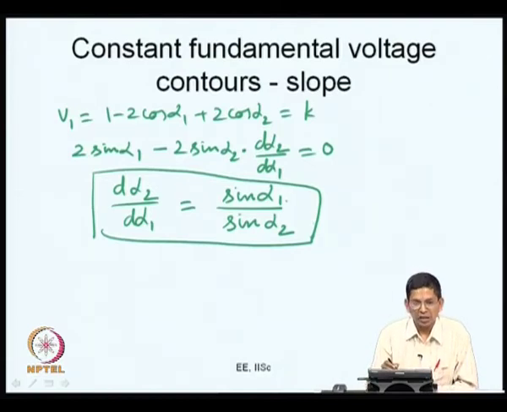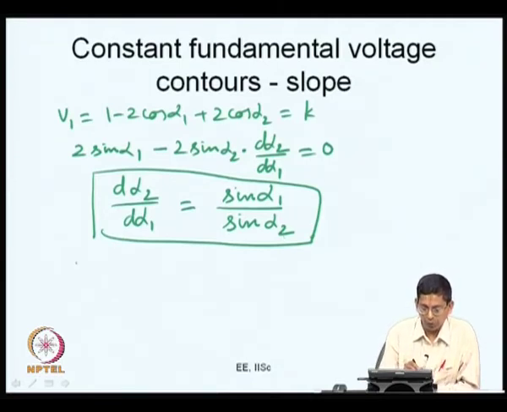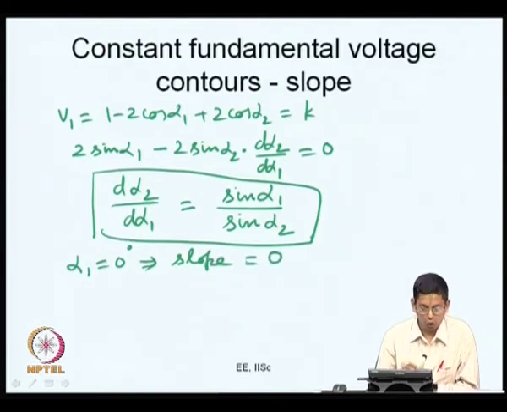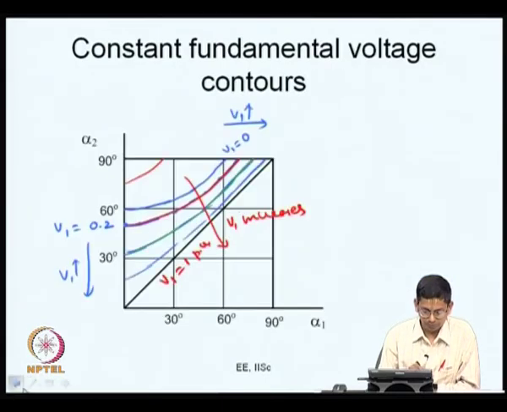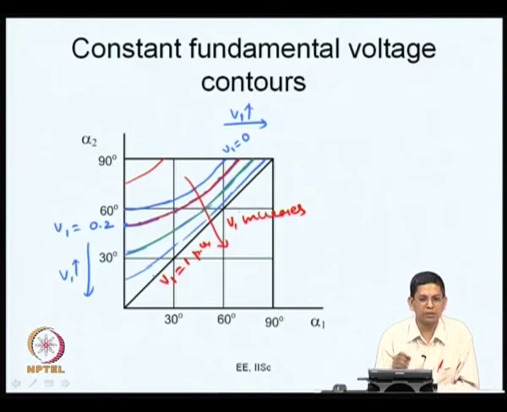So, the numerator is sin alpha 1, the denominator is sin alpha 2. So, whenever you have alpha 1 equal to 0, you can say that the slope is 0. Go back to the curves, you see that the slope is 0. The curves are practically flat here. There are some errors in drawing. If you actually plot them, you will find that these are zeros here. The slope is 0 there.